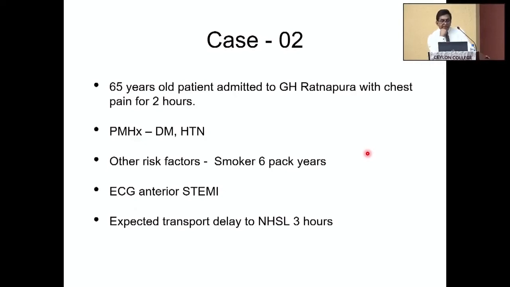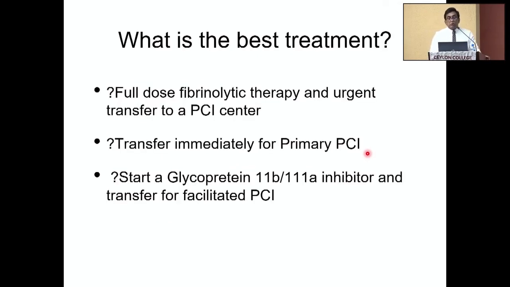Then I move to the next case. There's a 65-year-old patient admitted to Ratnapura with chest pain for 2 hours, diabetic, hypertensive, risk factor smoker, ST elevation myocardial infarction. The expected delay is minimum 3 hours. What are we going to do? Obviously, we have no cath lab in the near vicinity of Ratnapura, so we have to go to Colombo. It took more than 3 hours, so we should decide what to do.